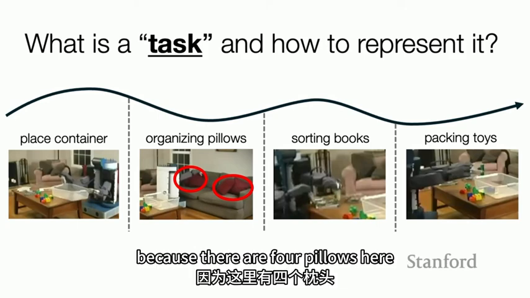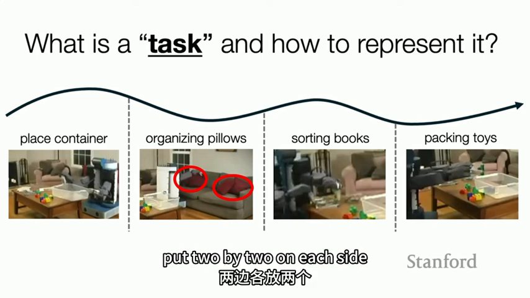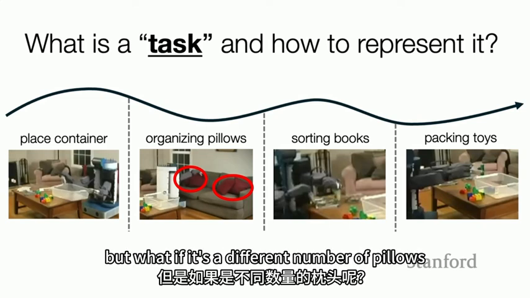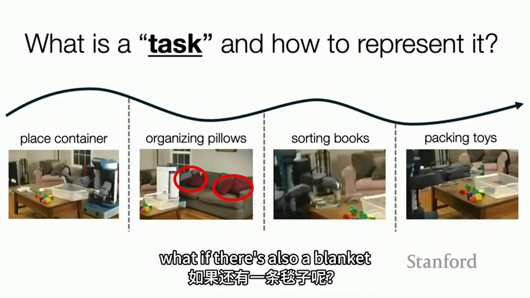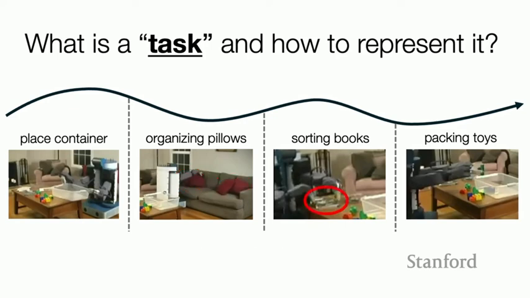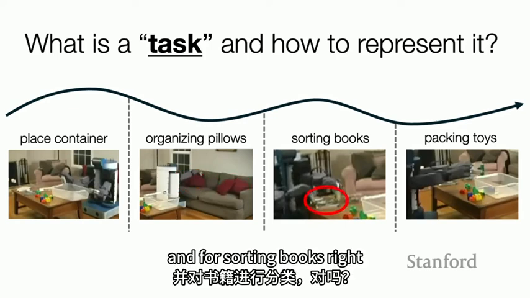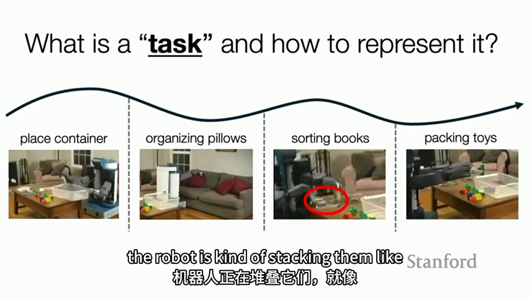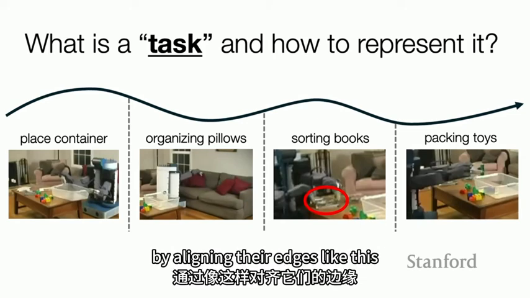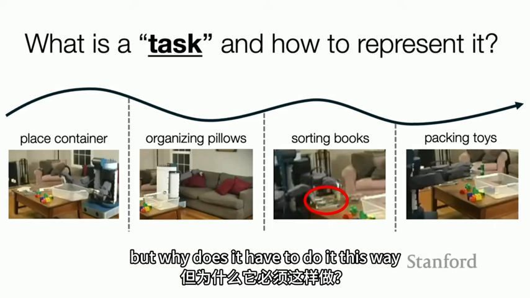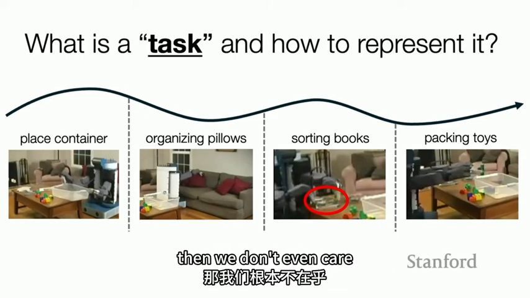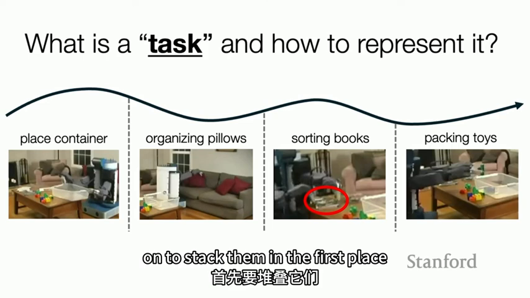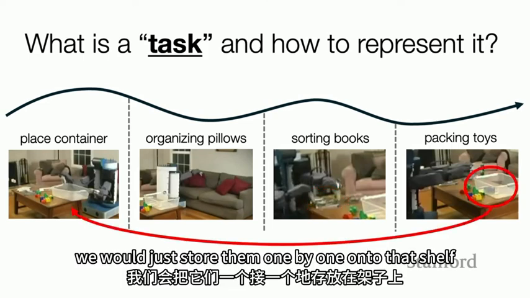Because there are 4 pillows here, maybe we decide that we want to put 2 by 2 on each side, but what if it's a different number of pillows? What if it's 5 pillows? What if it's 6? What if there's also a blanket? And for sorting books, the robot is stacking them by aligning their edges like this. But why does it have to do it this way? Maybe because there's not a bookshelf nearby. If there's a bookshelf, then we don't even want to stack them in the first place. We will just stow them one by one onto the shelf.